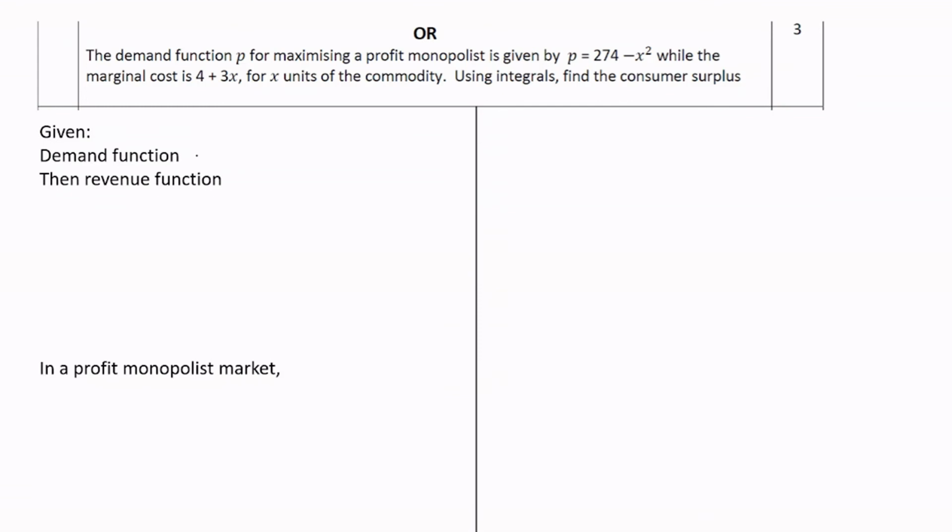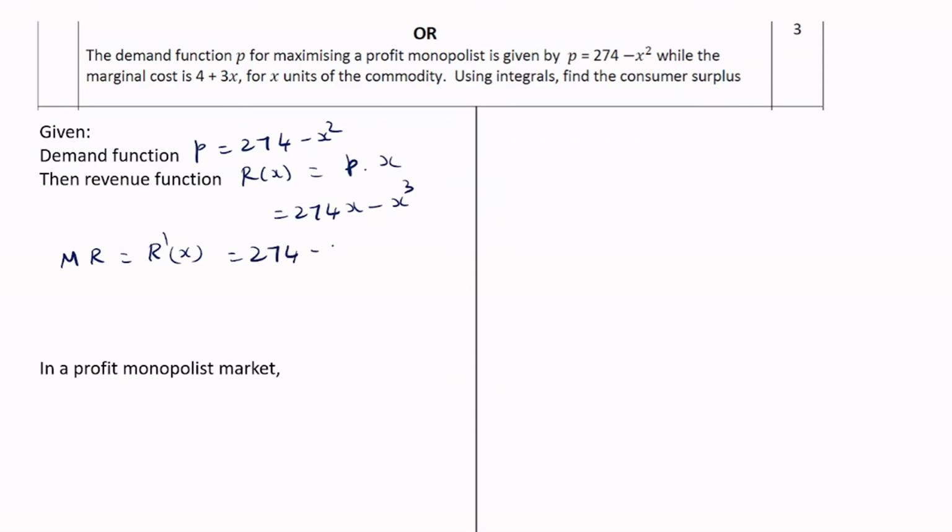So given demand function is P equal to 274 minus x square. Then the revenue function R of x is given by P into x. So it is 274x minus x cube. From this we can find the marginal revenue. Marginal revenue is the derivative of the revenue function. So it is 274 minus 3x square. And then the marginal cost is given. Marginal cost is 4 plus 3x.